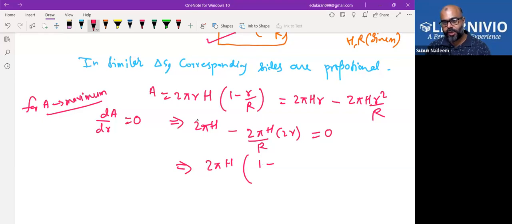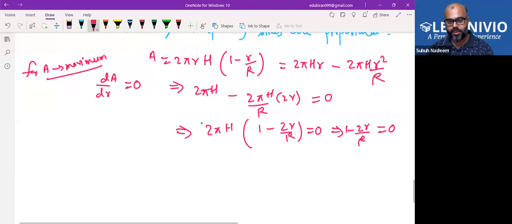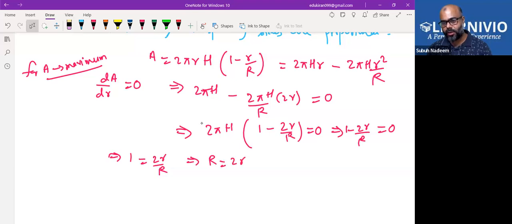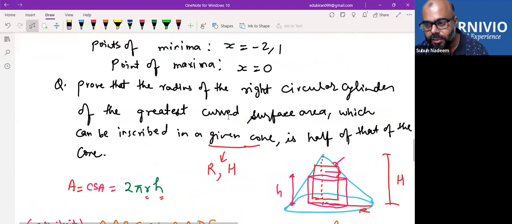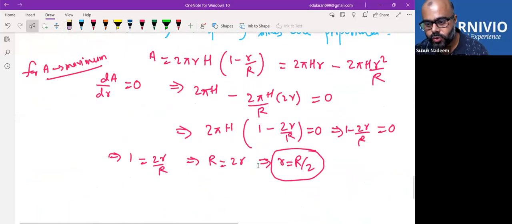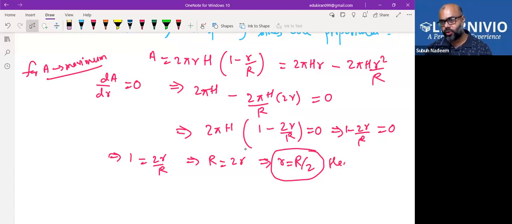Yes, sir. Now you take 2 pi H common. So you will get 1 minus 2r by R is equal to 0. Now 2 pi H are all constant. So 1 minus 2r by R is equal to 0. So you will further say that 1 is equal to 2r by R, or you can say r is equal to capital R by 2. So if you see, the question was asking the radius is half of that of the cone. So you can clearly see here that the radius of the cylinder is half of the radius of the cone. So you can say hence proved.